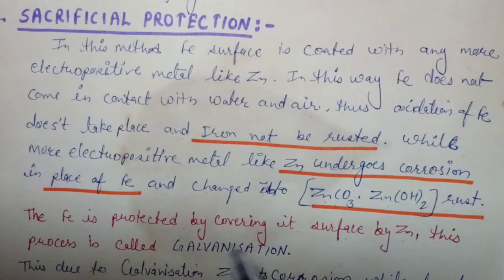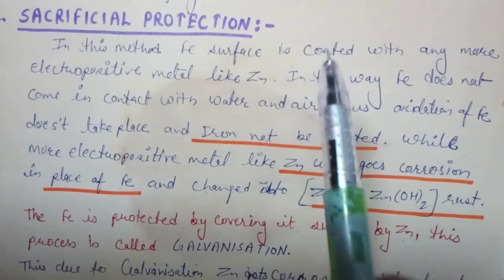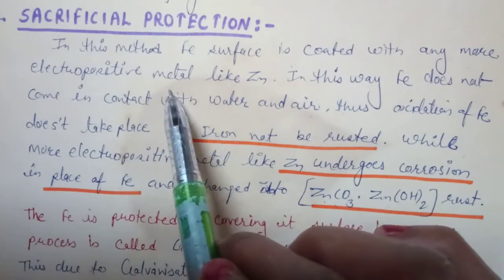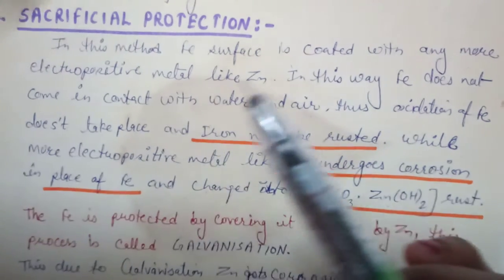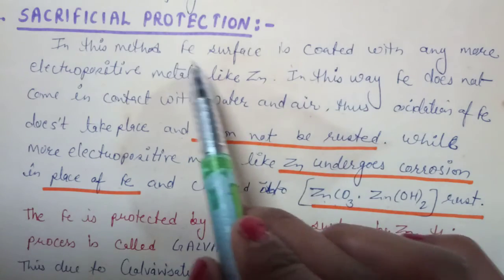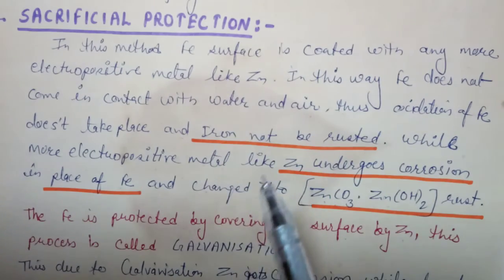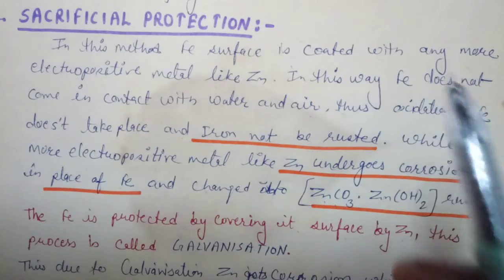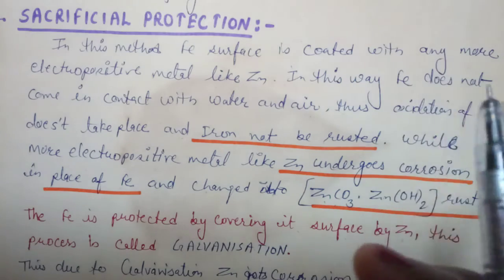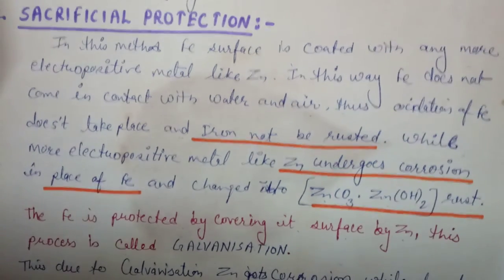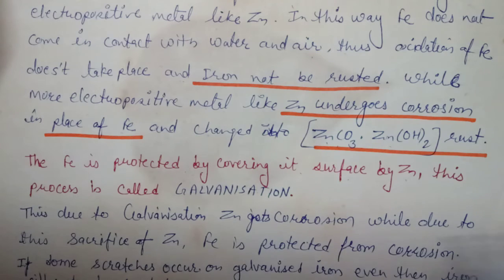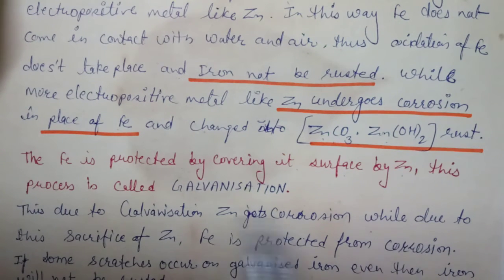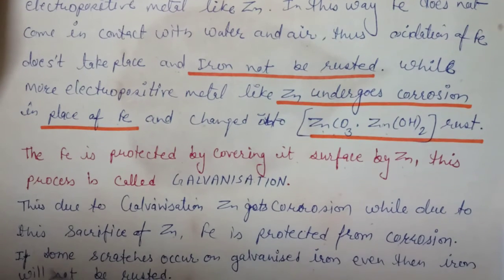Actually, galvanization is the process in which a coating of a more electropositive metal is made on the surface of iron. The iron on which galvanization takes place is known as galvanized iron. Due to this galvanization, zinc gets corroded, while due to the sacrifice of the Zn, Fe is protected from corrosion.